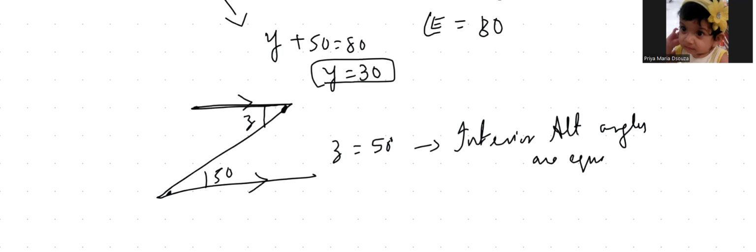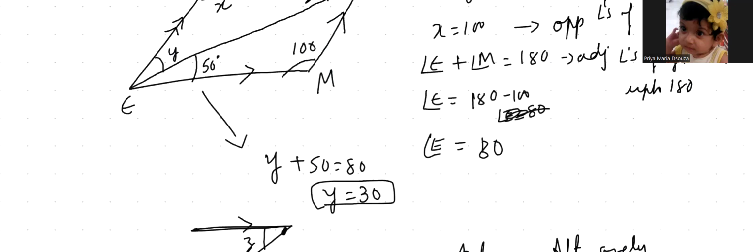So interior alternate angles are equal. So you can find the value of X, Y, and Z. So you can expect a sum like this. Not that the same thing will come. I've been telling you numbers will be changed and the X, Y, Z, the position also will be changed.